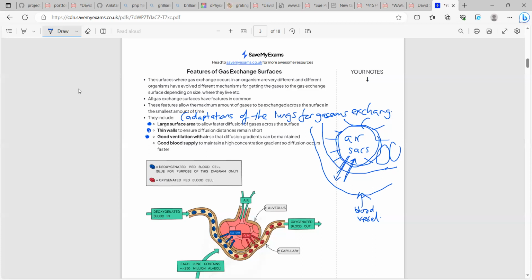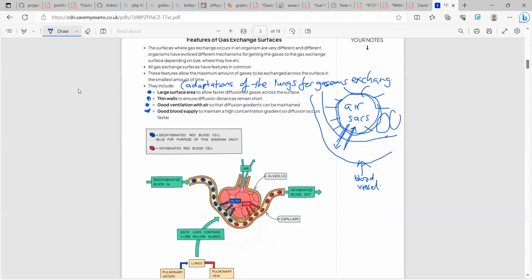Everything will just make sense when we look at the structure of the lungs and all related organs. Okay. And then the last point here we have is good blood supply. So when we're talking about humans, we have good blood supply in our air sacs so that gases can easily move from the air sacs or the lungs to the bloodstream.